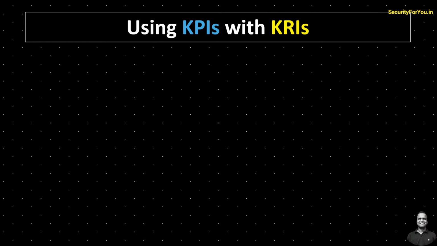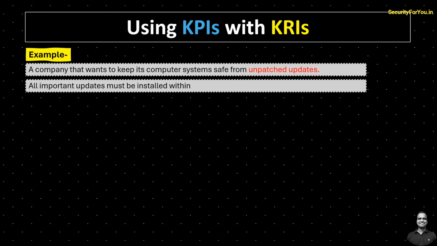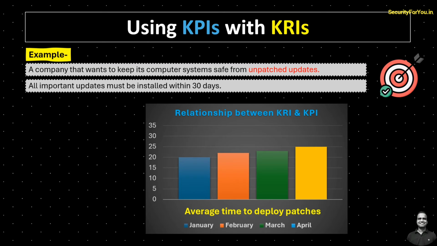Let's understand it with an example. Think about a company that wants to keep its customers' systems safe from unpatched updates. They decide that all important updates must be installed within 30 days. This rule they made is like a goal, and development of this policy to install important updates within 30 days is an example of a KPI which they want to meet.